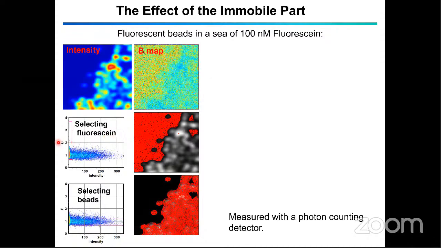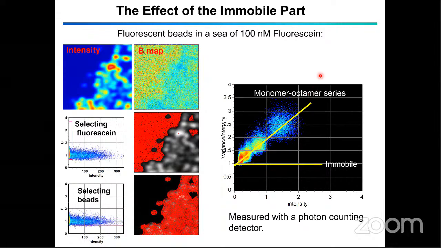So this is our plot of the apparent brightness as a function of the intensity for every pixel. So this is a 2D histogram containing all the pixels of this image here. So if we want to select the fluorescein, we select pixels that have brightnesses larger than 1, because this is the addition from the number fluctuations. And if we do so, you see we highlight this portion of the image where we have the fluorescein. If we select all the pixels that have a brightness value of around 1, you see you highlight the immobile fraction, which in our case are the beads.